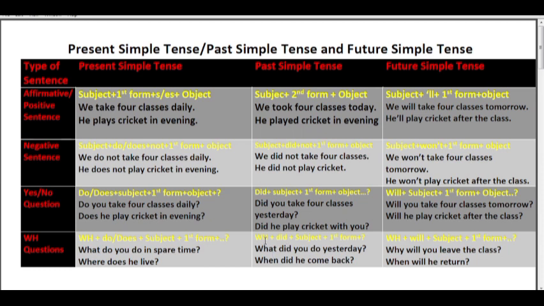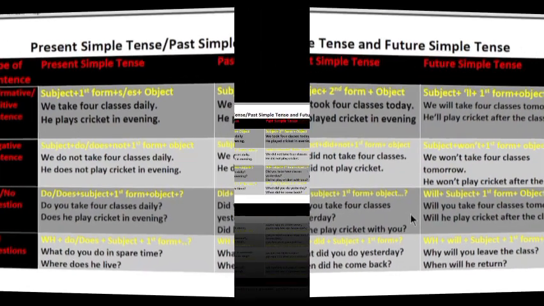In past simple tense, we bring WH words followed by helping verb did, then subject, then first form of verb, and finally question mark. For example, what did you do yesterday? When did he come back? For making WH questions in future simple tense, we bring WH words, then will, then subject, then first form of verb, and then question mark. For example, why will you leave the class? Or when will he return? So that is how we make these four structures in simple tenses.